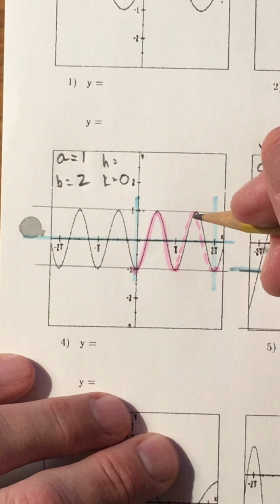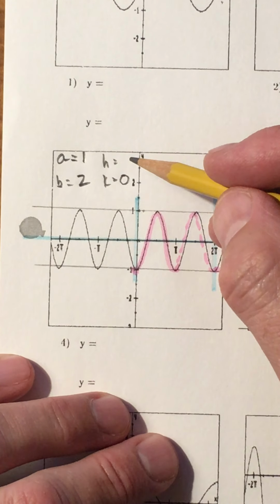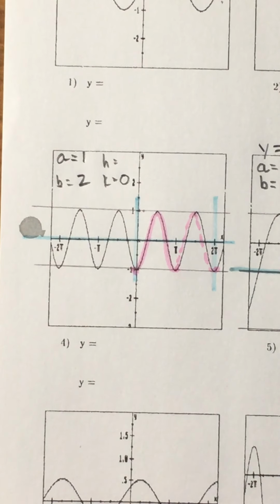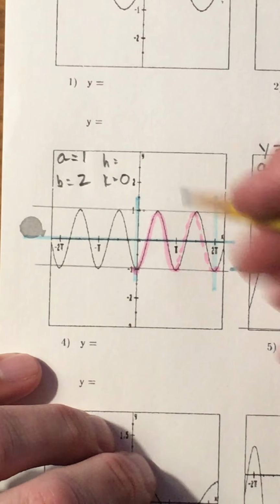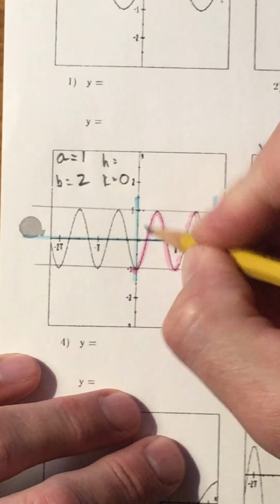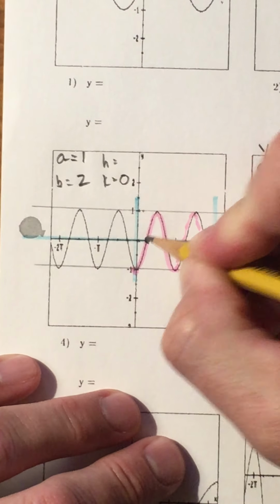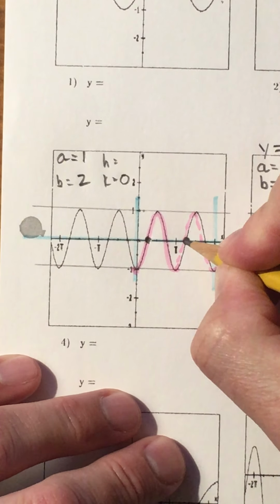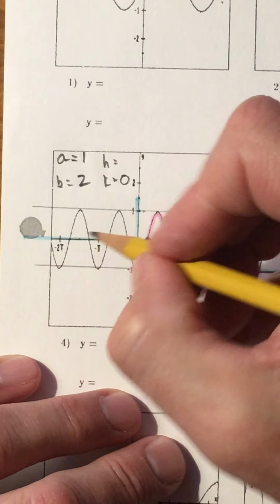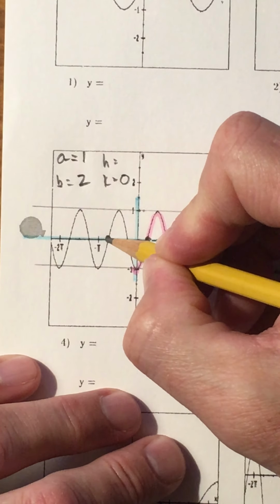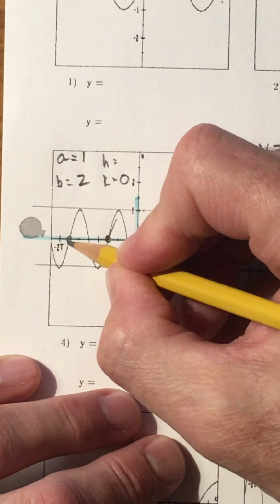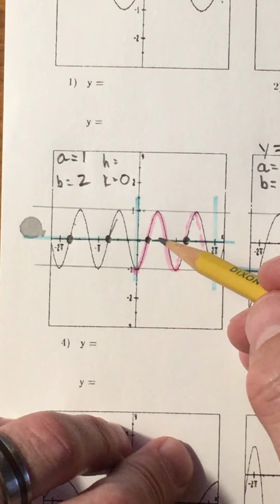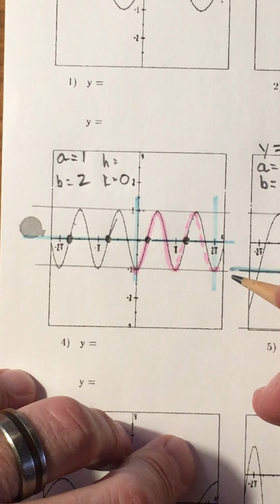And then the last thing is the h value. And so we have to figure out how far this has shifted to the right or to the left. So the sine function always starts in the middle going up. So there's a starting point. Right there is a starting point, and right there, and right there, each in the middle going up. So we can pick any of those points for our shift.